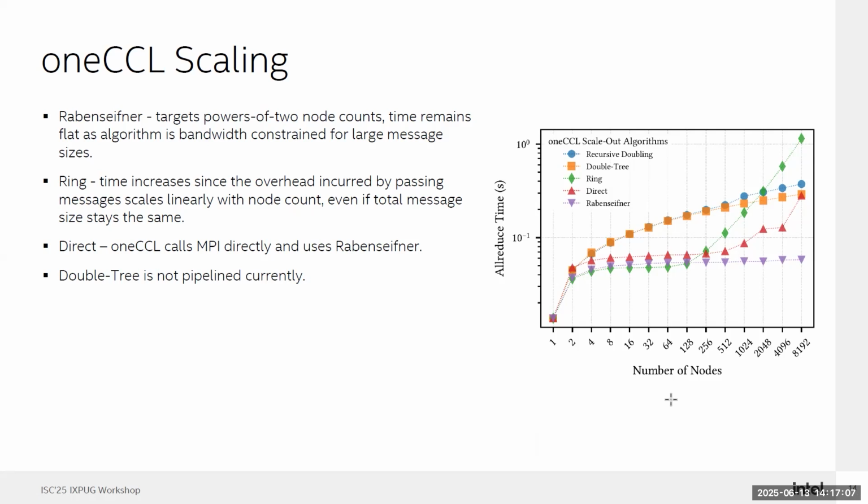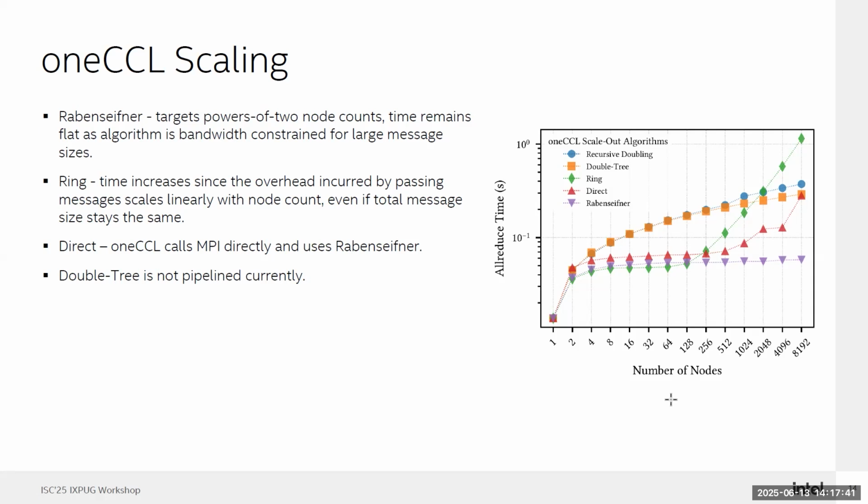If it's not a power of 2, then oneCCL has to decide what algorithm to choose. If you're close to a power of 2, then it can perform some sort of reduction to get to a power of 2 and then use Raven-Sapner. If it's not, then it has to pick a different algorithm. Another one is the direct. Direct here uses the MPI transport layer, and it performed close to Raven-Sapner.